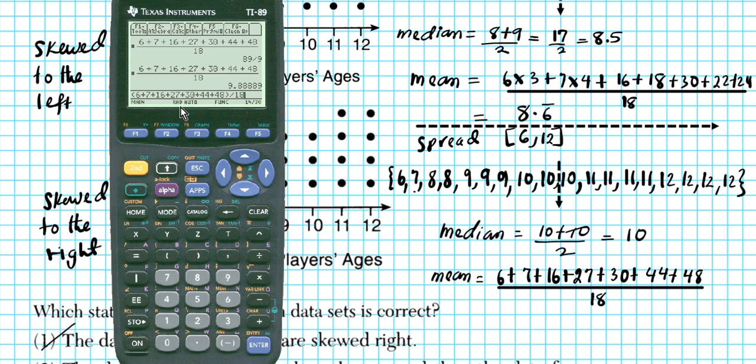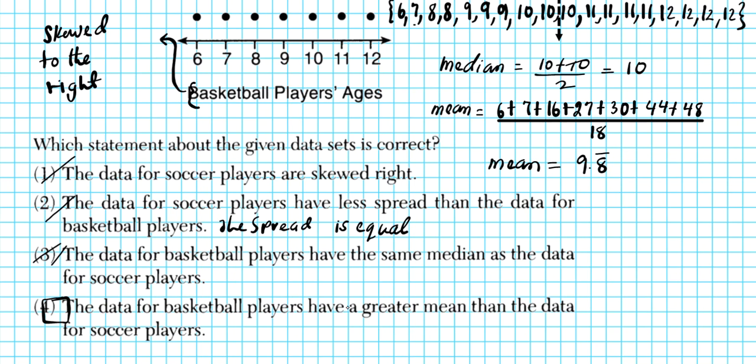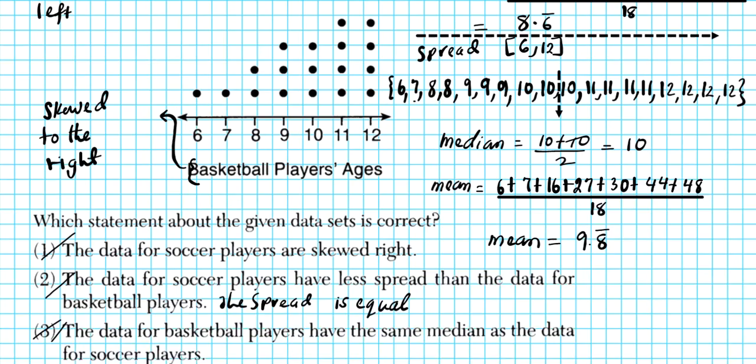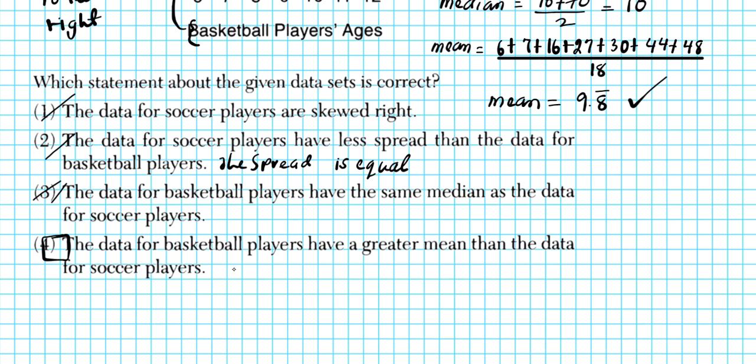Okay, so let's go ahead and use our calculators for this. Okay, so I have it at my calculator right here. Divided by 18. Approximate answer is 9.8 repeating, okay, so that's what our mean is going to be, 9.8 repeating. So option 4 says that the data for basketball players has a greater mean than the data for soccer players. Is that the case? The mean for basketball players is 9.8 and the mean for soccer players is 8.6. So the mean of the basketball players is greater. Bam. Option number 4 is correct, as we thought earlier that was the correct answer.